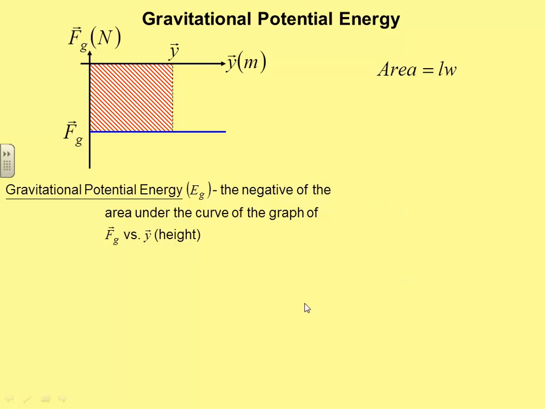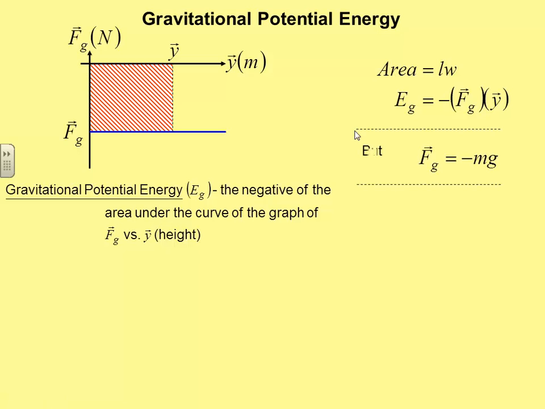And of course, you find the area of a rectangle by taking length times width. So as we just defined the area under this curve, the negative of it, to be the gravitational potential energy, this area would be the Eg, the negative of length times width. Now I don't really care which order we do, so this dimension is F_g, and this dimension is y.